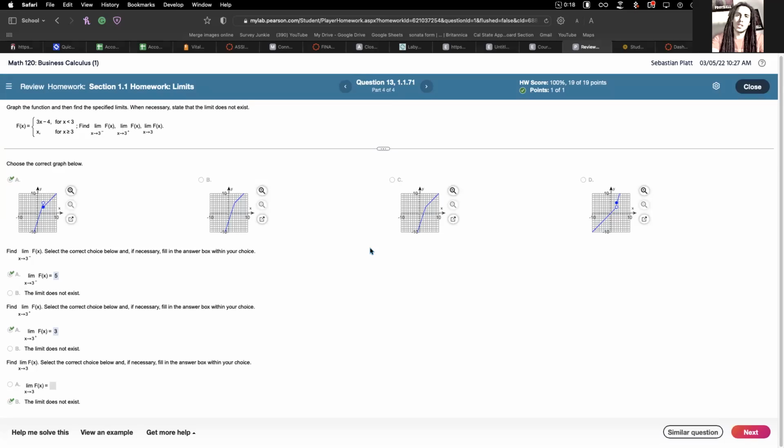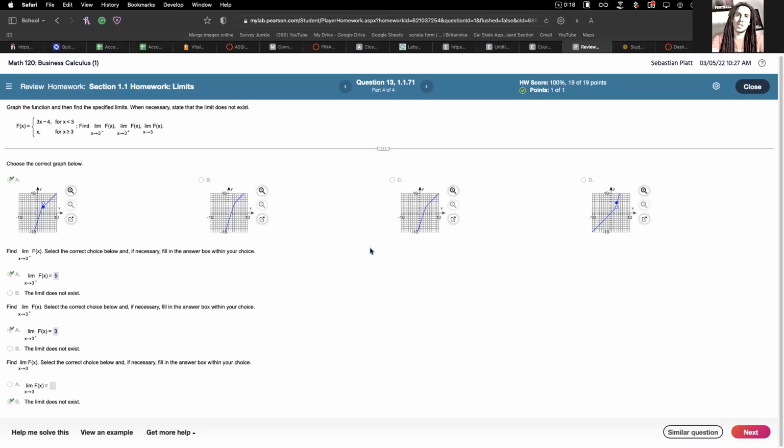Okay. Now, this one's a little tricky. For number 13, they want us to graph first. So we have f of x equals 3x minus 4 when x is less than 3, and then x when x is greater than or equal to 3. So we first have to find the graph, and then later on we have to find the limit as x is approaching 3 from the left, 3 from the right, and then 3 head on.